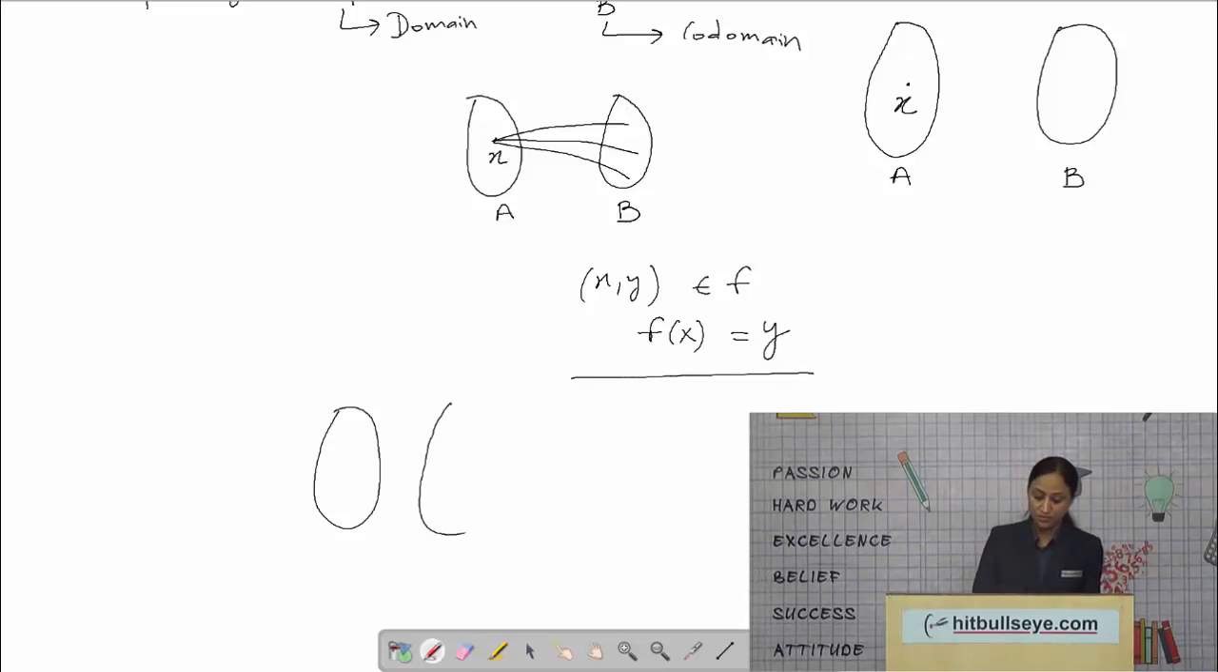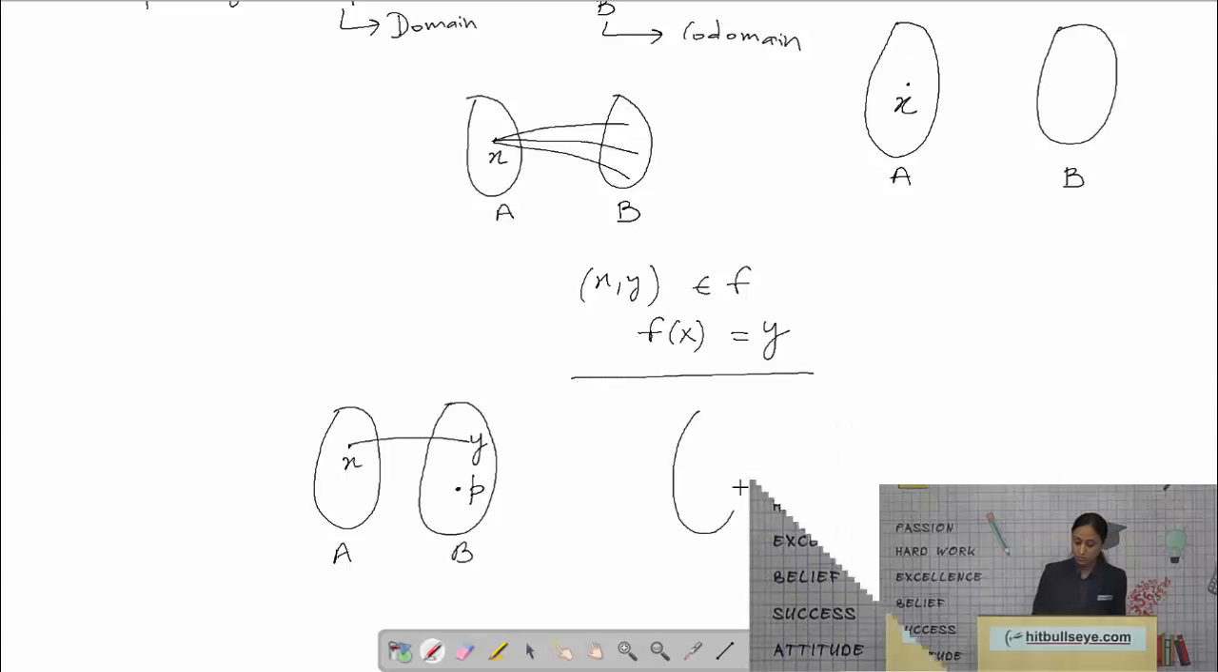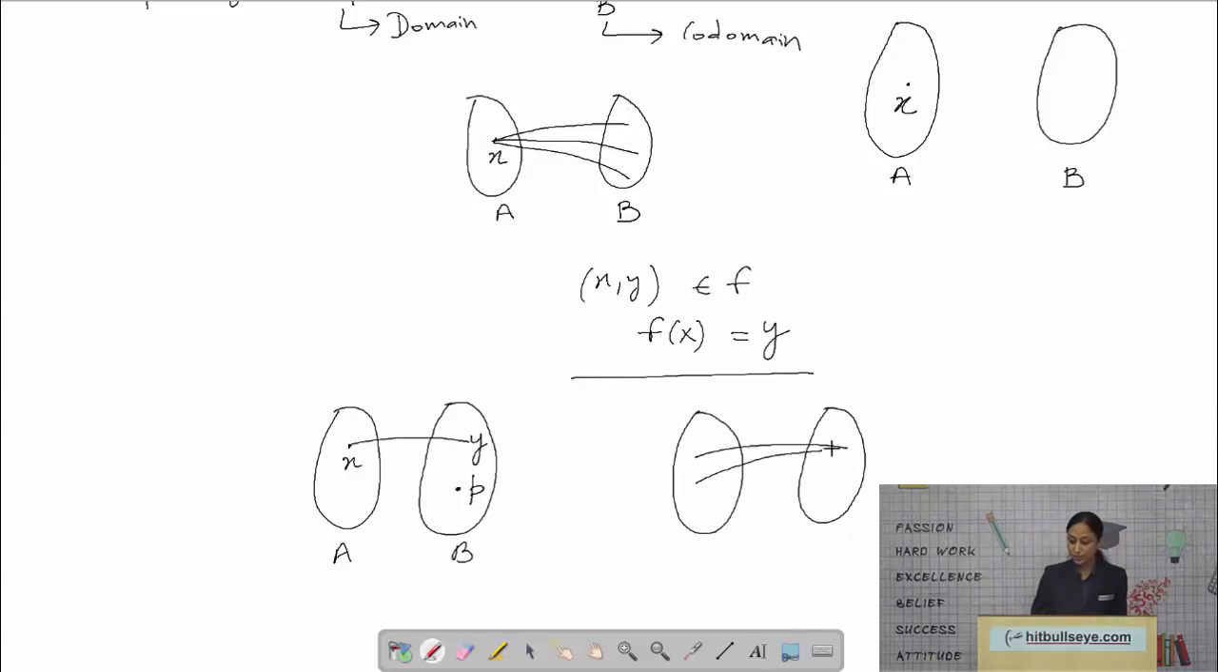That means if there is an element p belonging to B which is not the image of any member of A, then this does not violate the definition of a function. Also, if I have two different members of the set A having the same image in the set B, this again does not violate the definition of a function. So remember, these two situations are allowed in a function.